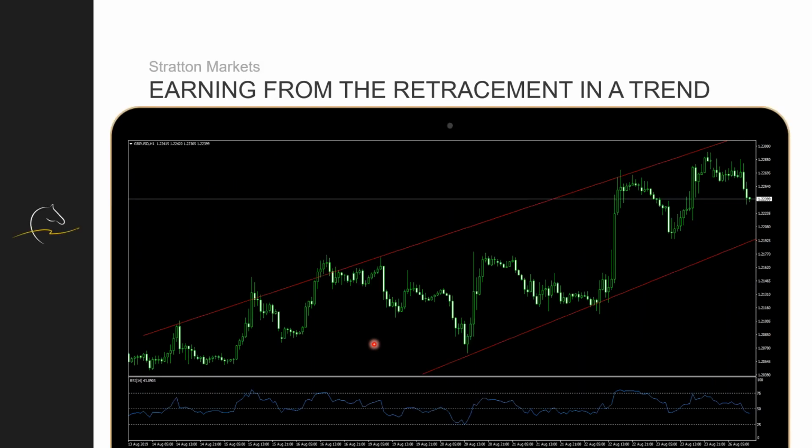Now, with regards to earning from a retracement in a trend, we spoke about what the retracement is. I'm using the pound against the US dollar again. The 1 hour chart is the exact same as we saw before. As you can see by the red support and resistance points, it is very clearly an upward trend, but does have many retracements in the market.